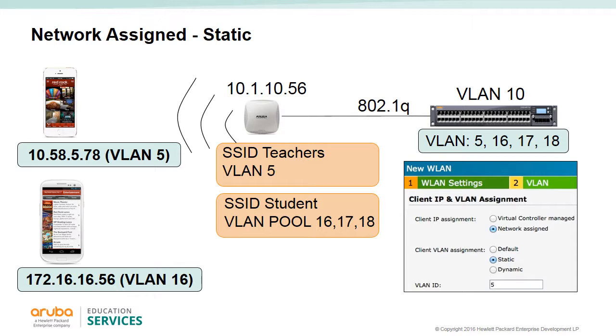And the users associating to the student SSID have been configured to fall into a VLAN pool of 16, 17, or 18. In this case, the clients are randomly assigned a VLAN from the configured pool. For this to work, you must configure the IP switch with a trunk protocol 802.1q and set up the same VLANs.